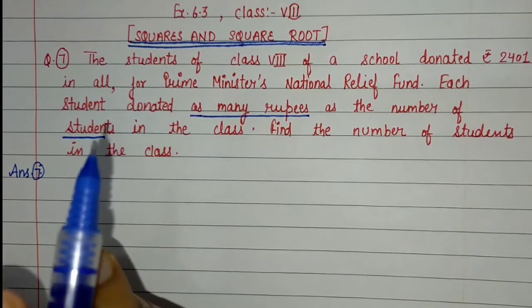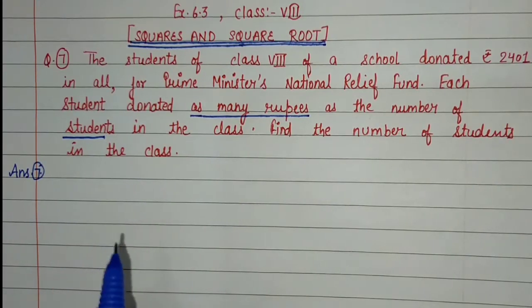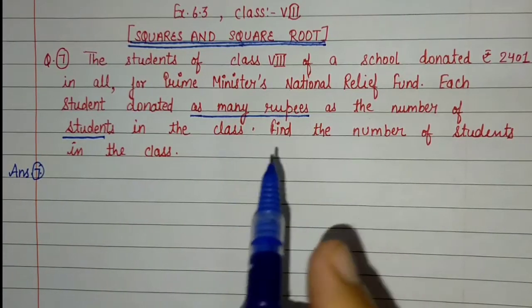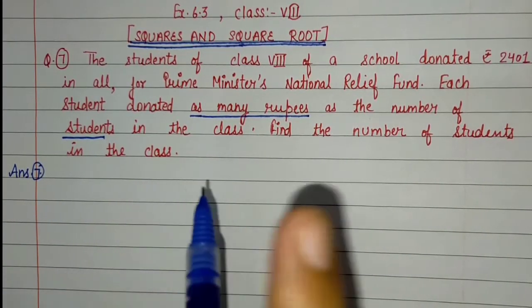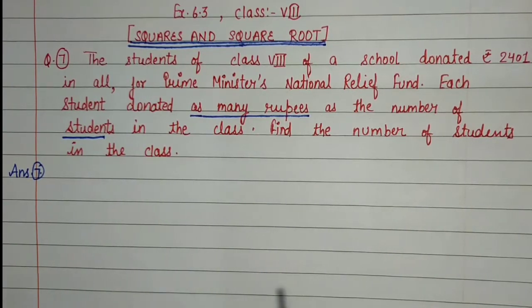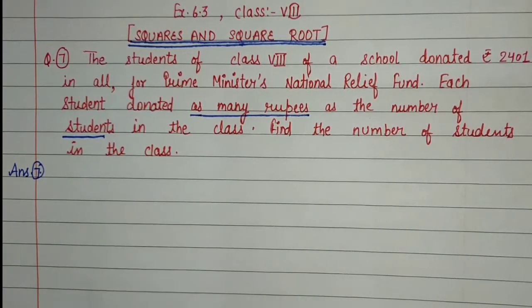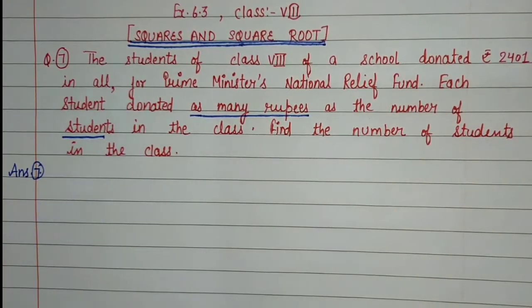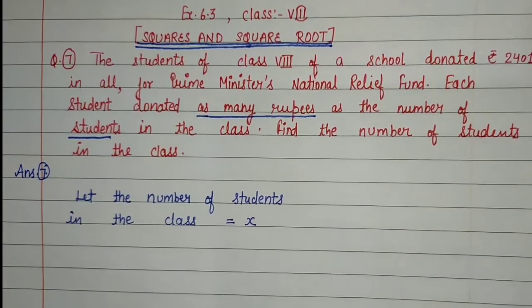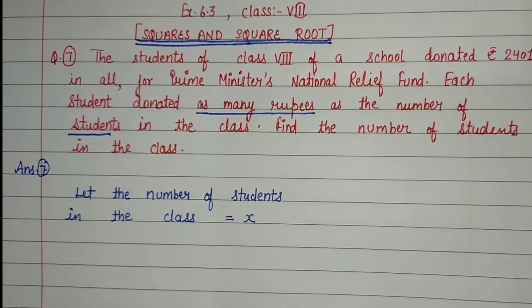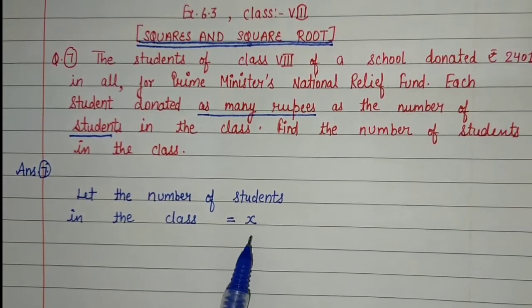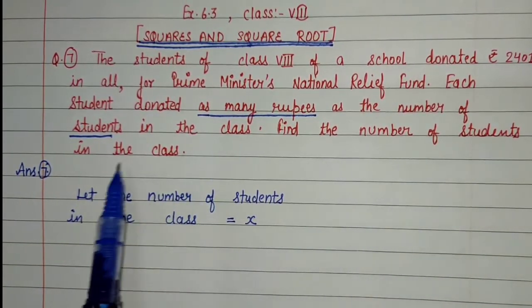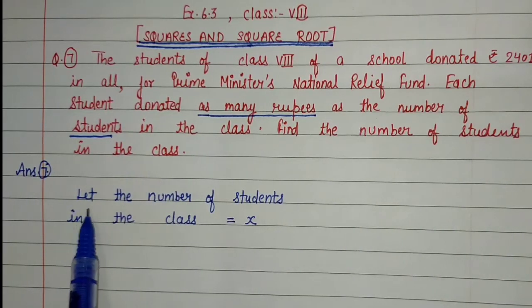Suppose if there are 10 students, then each one donated 10 rupees. If there are 20 students, then each one donated 20 rupees. Okay, so let's find the number of students in the class. Let the number of the students in the class be x, because we have to find the number of students in the class.